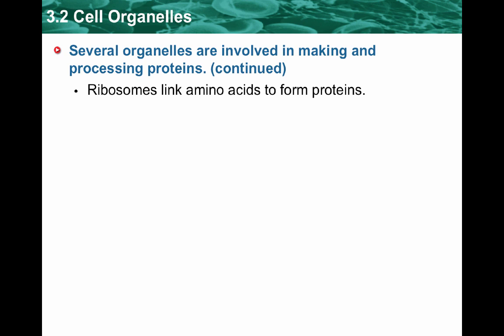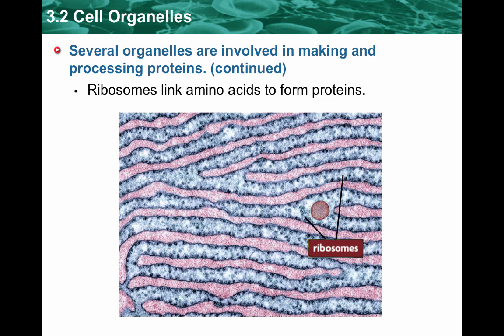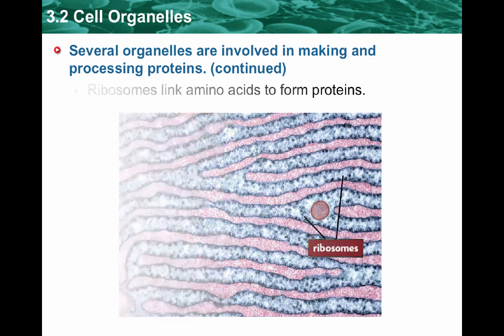So the reason we call rough ER rough is because it has ribosomes all over the surface of it. So again, here's my rough ER, the pink membrane, and then all along the surface of the ER are these little dark dots, and those are ribosomes. And we know that the job of the ribosomes is to read the instructions from the nucleus and take those instructions and put the right amino acids in place and link those amino acids to form a protein. So on the rough ER are the ribosomes that are making proteins.